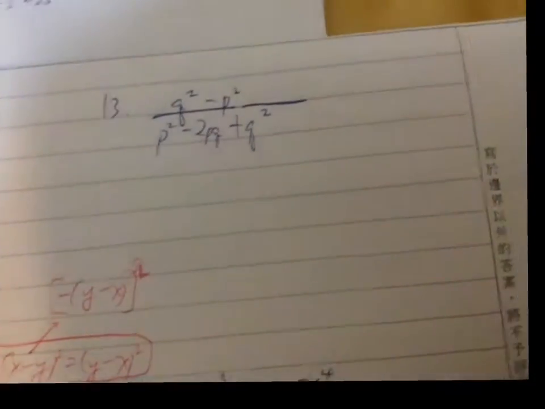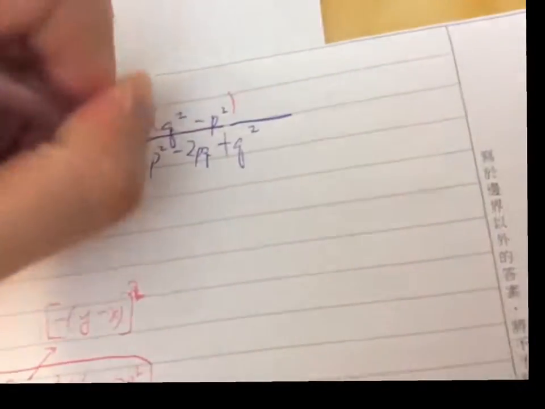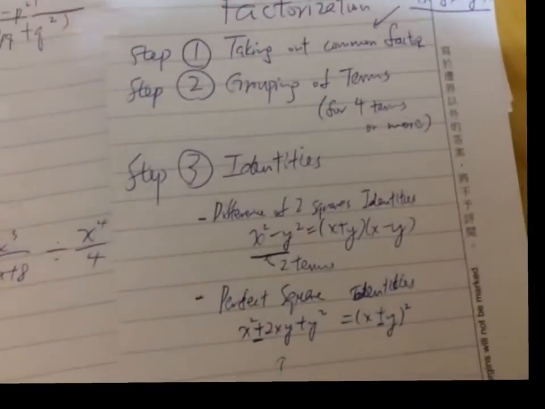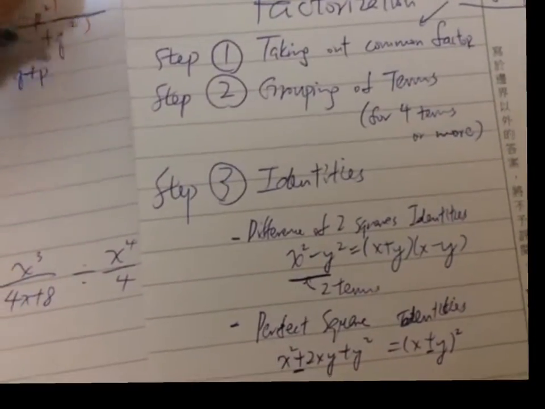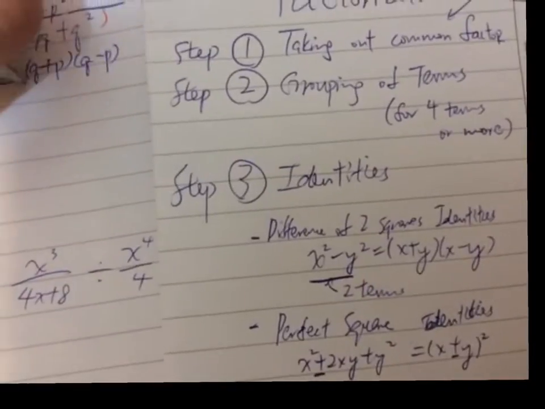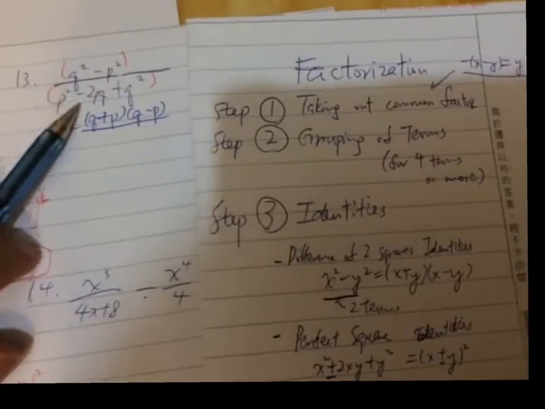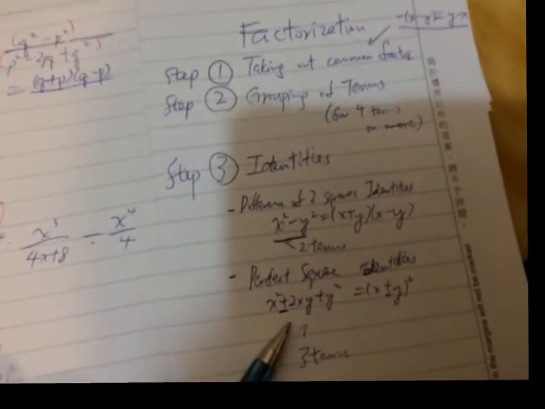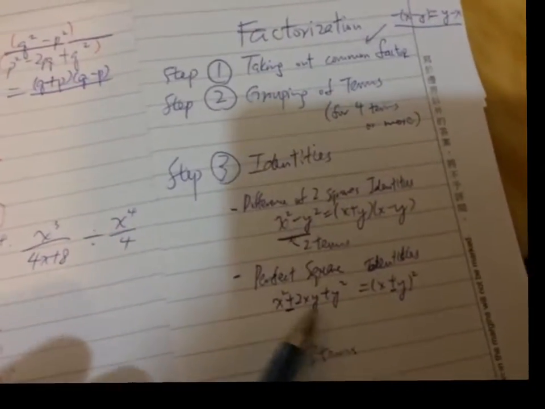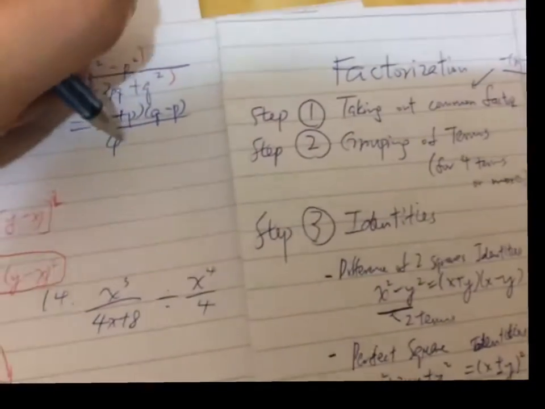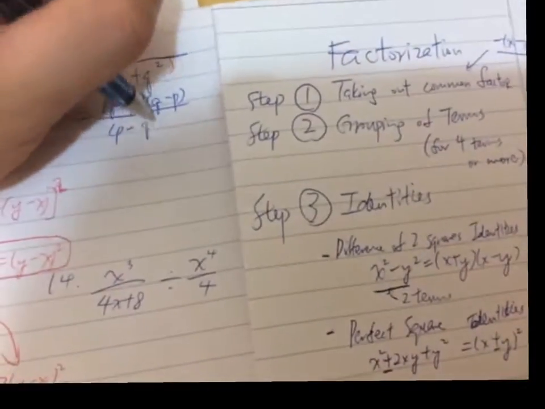Number 13. Okay, first step, bracket. Second step, factorize. Okay, two terms, no common factor. Try this identity, q plus p, q minus p. And for the denominator, it is p minus q all squared. So it will be the third identity. P squared minus 2pq, and q, so it's correct, q squared.